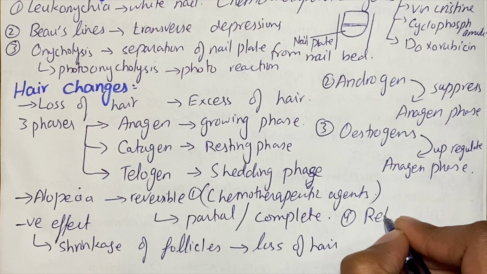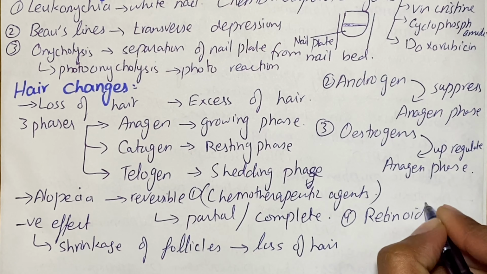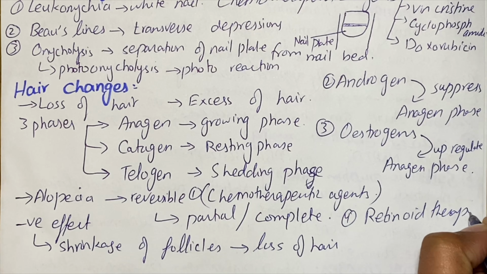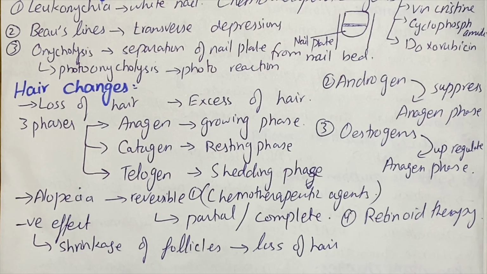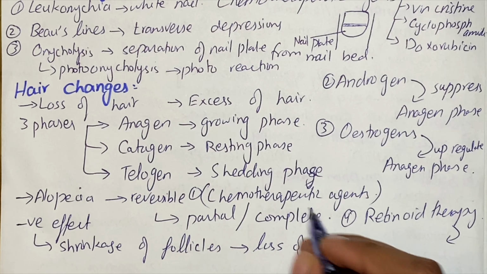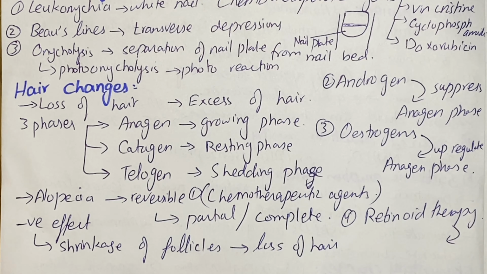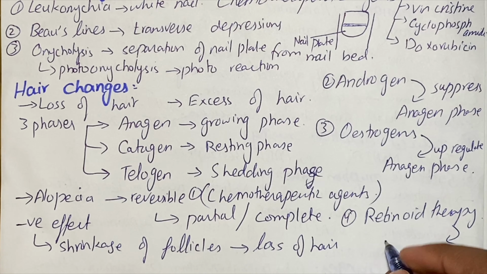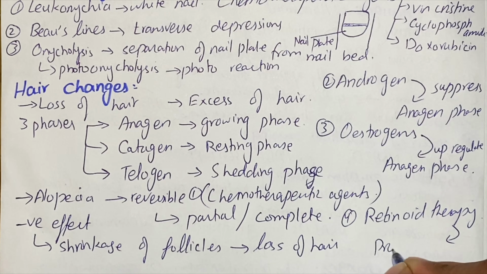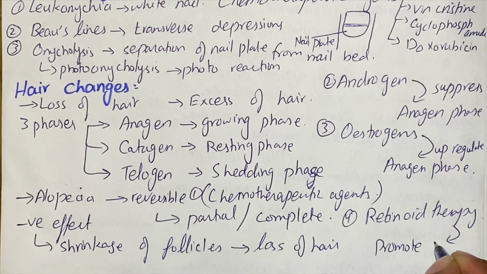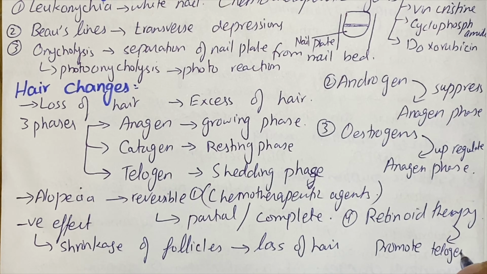Okay. Retinoid therapy, that is used for acne. So in these conditions, there is again increase in this telogen phase. So what will happen? The hair fall will be more rapid. So there will be more hair fall. Promote telogen phase.